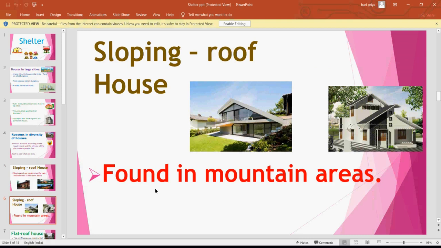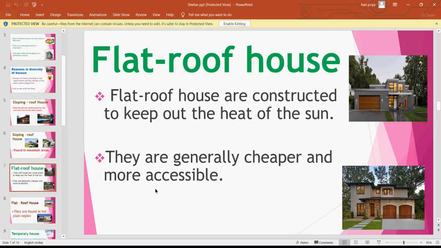Can we move to the next type? What is the next type? Yes, it's a flat roof house, which is the direct opposite of the sloping roof house. Flat roof house. Okay, can you see the pictures here? Can you see how the houses are constructed? It's very flat, right? If you observe the roof, it's very flat. This is also constructed according to the climate only.